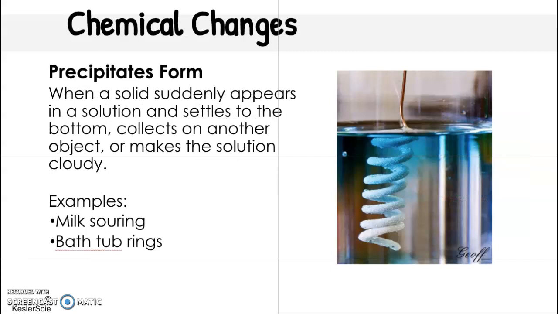Precipitate forms. When a solid suddenly appears in a solution and settles to the bottom, collects on another object, or makes the solution cloudy. Milk souring, bathtub rings. So again, this is not precipitation like rain. This is precipitate in a different form. Okay, so there's a difference there.